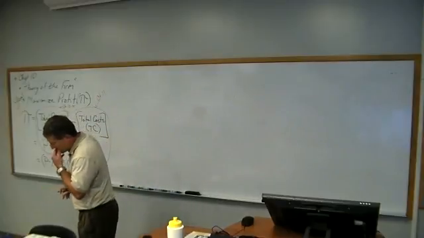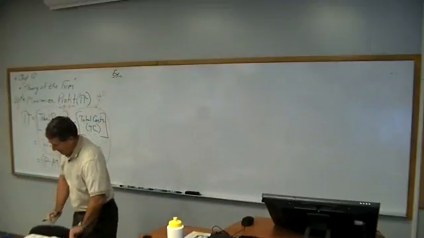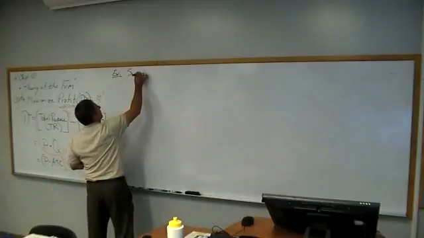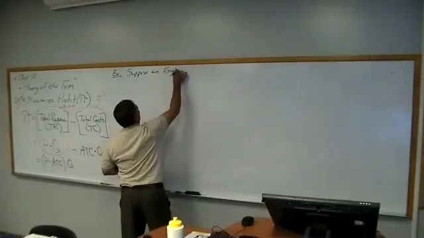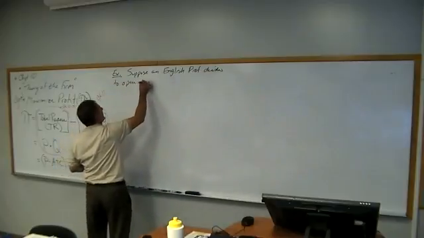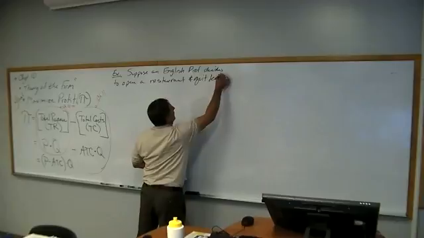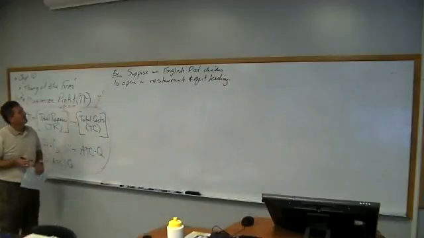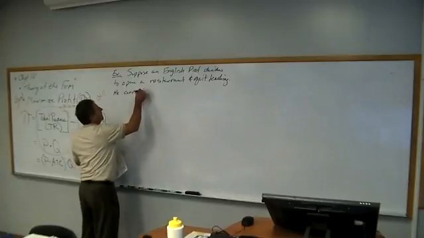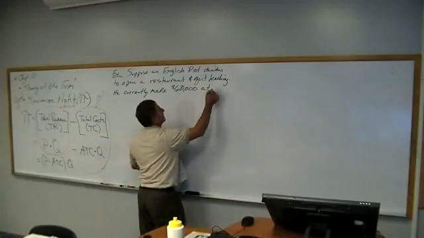Let's see. Let's just do an example right away. So suppose we've got an English professor. Suppose an English professor decides to open a restaurant and quit teaching, quit profiting. He currently makes $60,000 a year at the university.